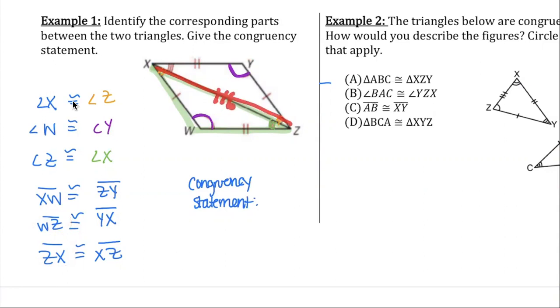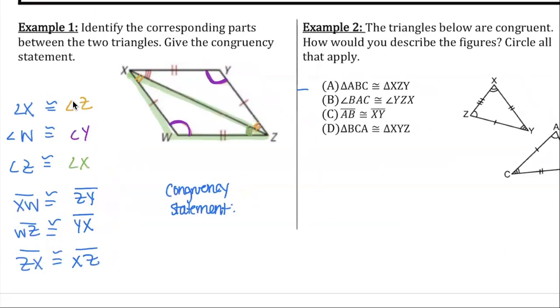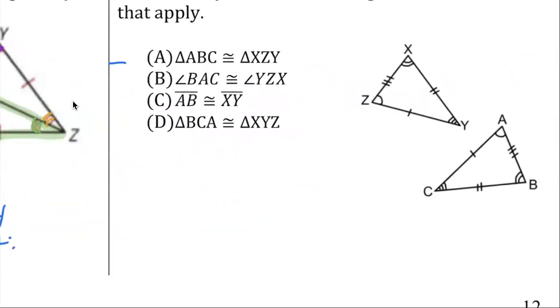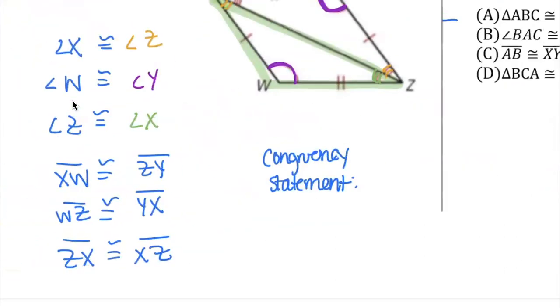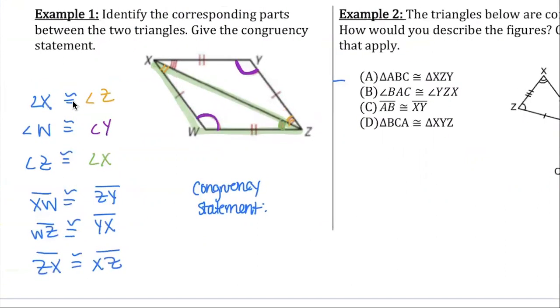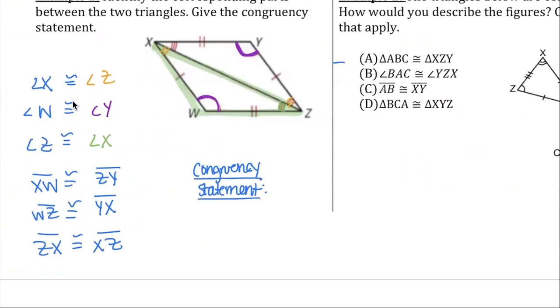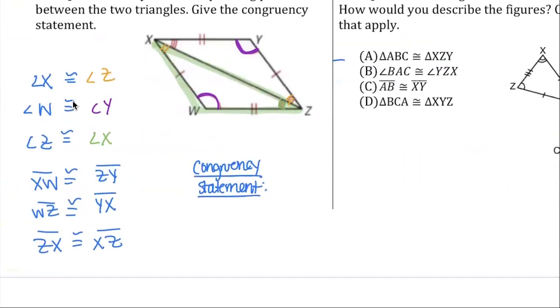So that's actually XZ or ZX in the other triangle as well. Now, example 2, the last thing we've got left is to write our congruency statement. This is where we go ahead and match up all of the things that are congruent. When we pick the first triangle letters, it doesn't matter what order we go in, but we want to stay in one triangle.